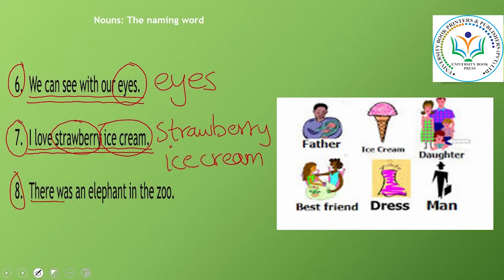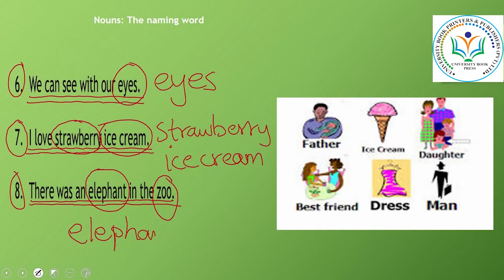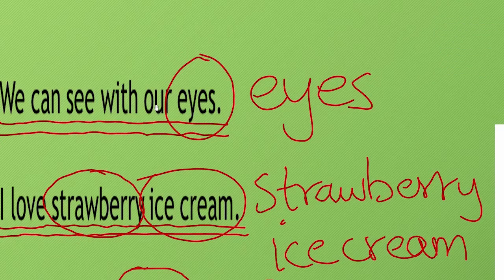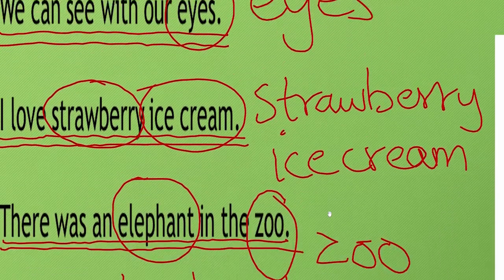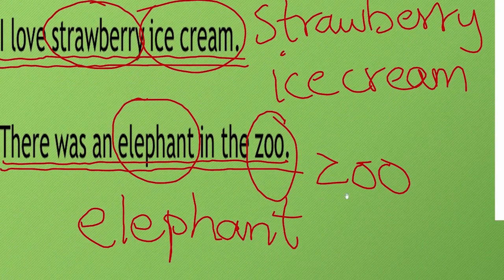Sentence number eight. There was an elephant in the zoo. What are we talking about in the sentence? Elephant. And where is the elephant? Is there a place mentioned in the sentence? Yes, you can see the elephant in the zoo. So again, two nouns. Elephant and zoo. Let me zoom it for you so you can have a better look once again. We can see with our eyes. I love strawberry ice cream. There was an elephant in the zoo.